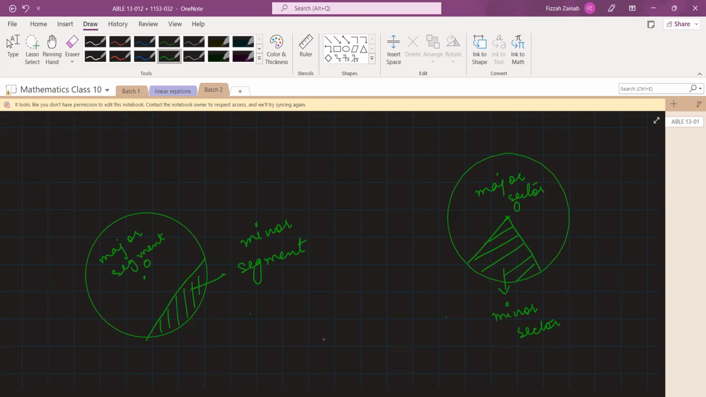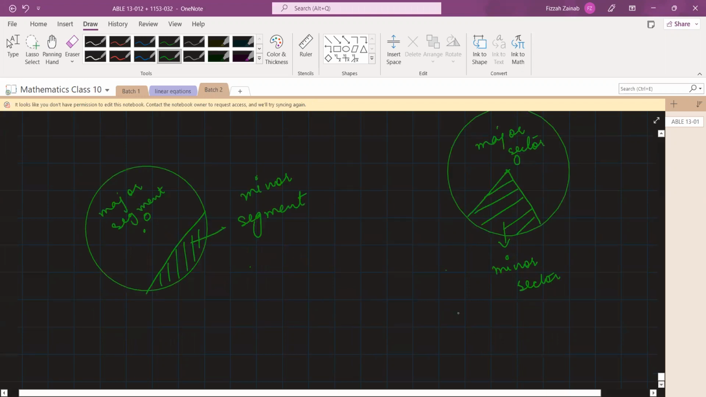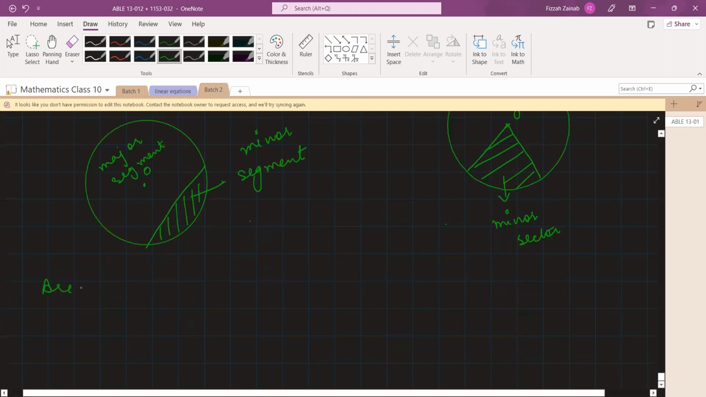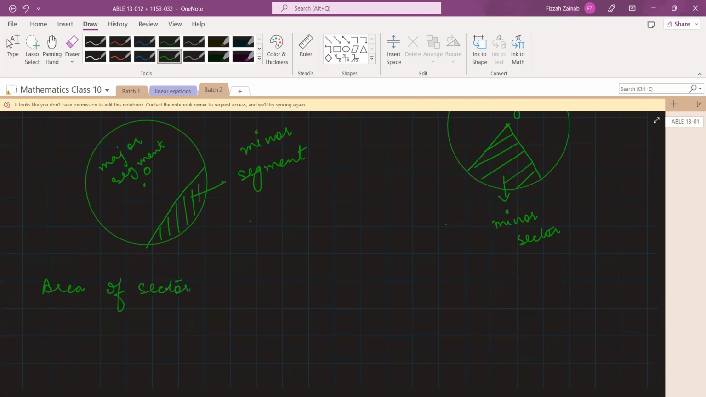Anyway, now you can note the formula for the sector. Area of sector is equal to, and here this theta has to be given. If you know this angle theta, then you can find the area of the sector. So this is theta by 360, where 360 is the complete angle. Area of sector is theta by 360 into pi r square. That's the formula.